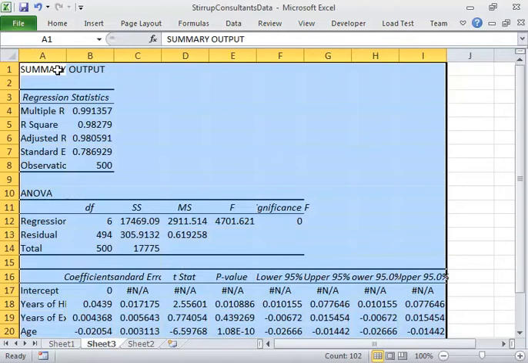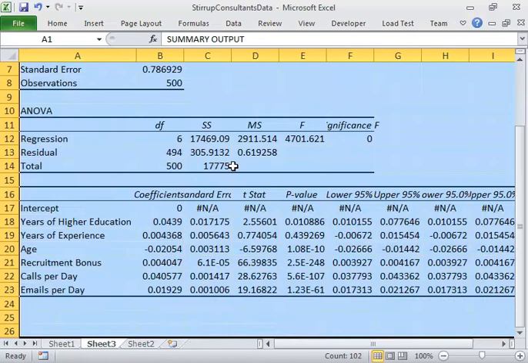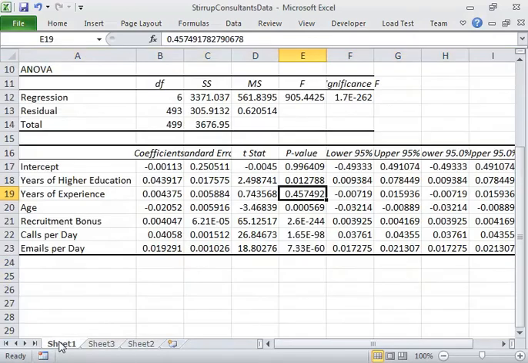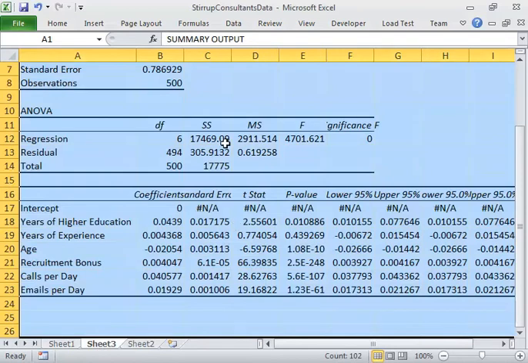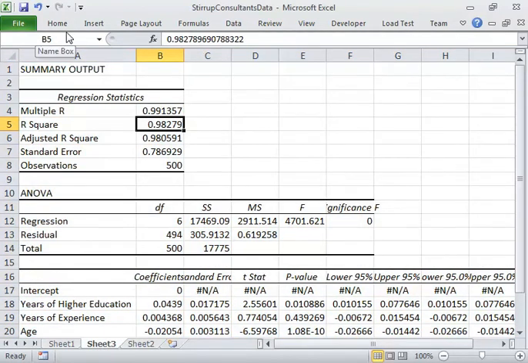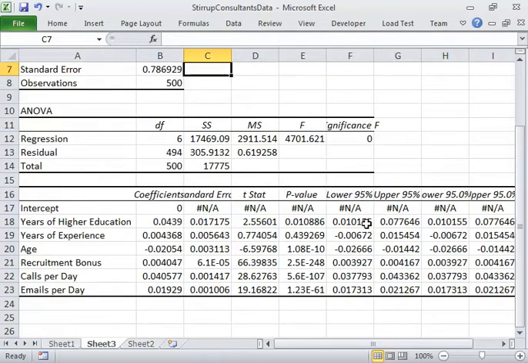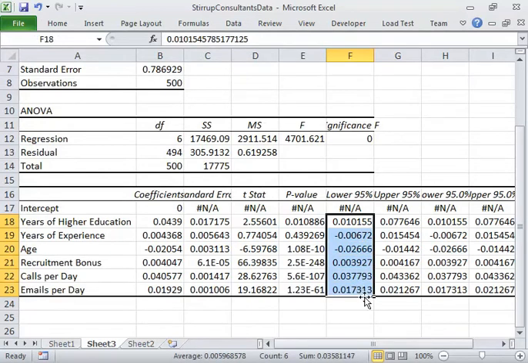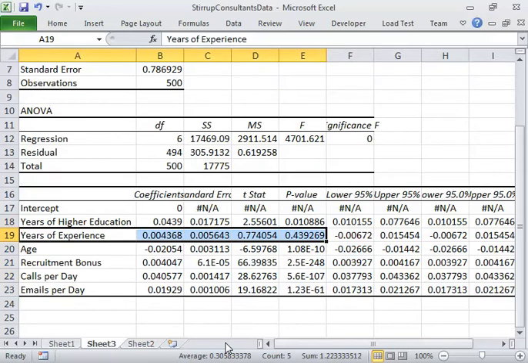My R squared is 98%, which is even better, actually. What was it before? Was it 91? Yeah. So 98% is even better. I keep saying p-value, I mean R squared, I'm sorry. When we look at our p-values, with a threshold of 0.05, all of our p-values are below 0.05 except for years of experience. It seems that years of experience has a very good chance of not being related to the number of recruits that someone gets.